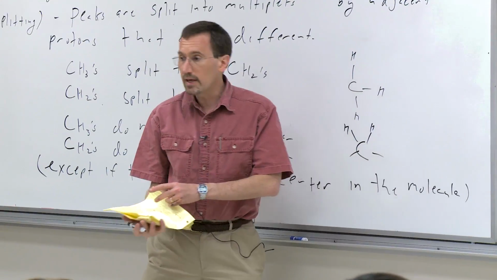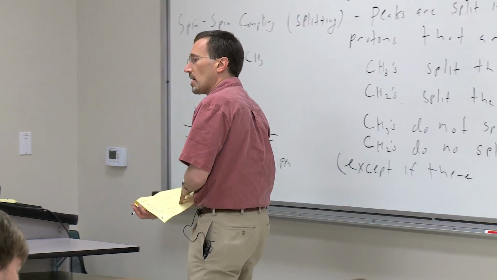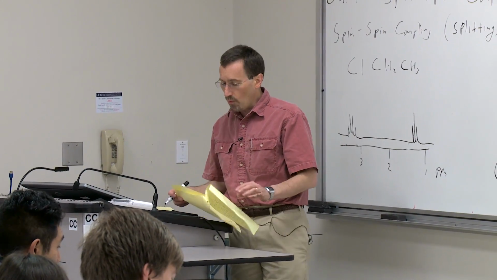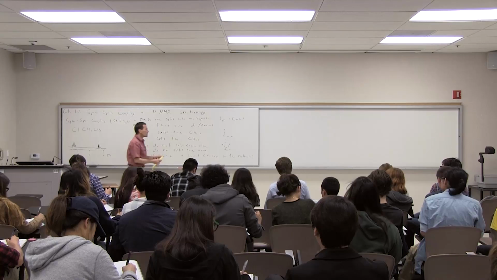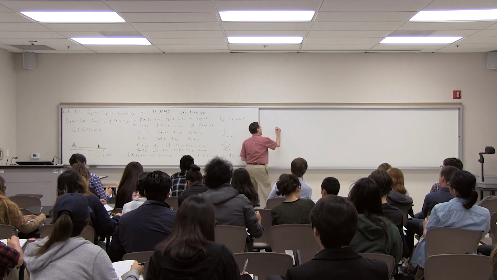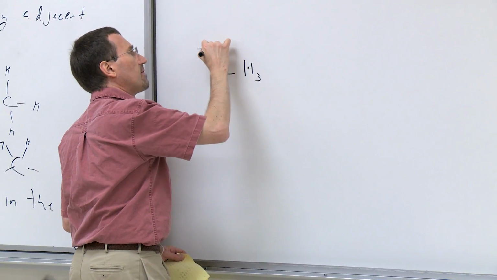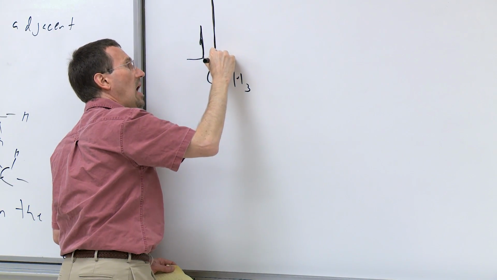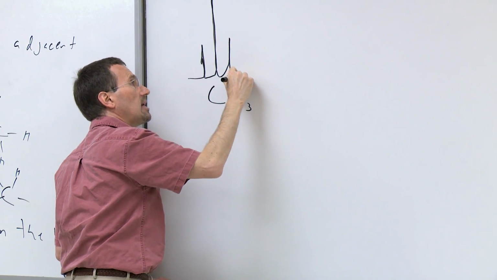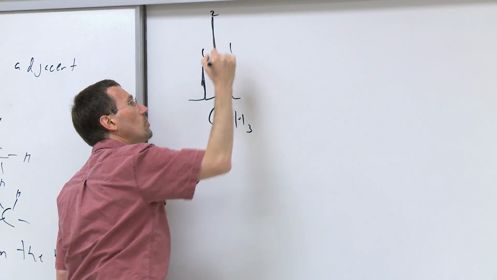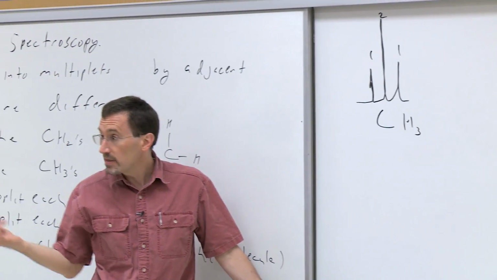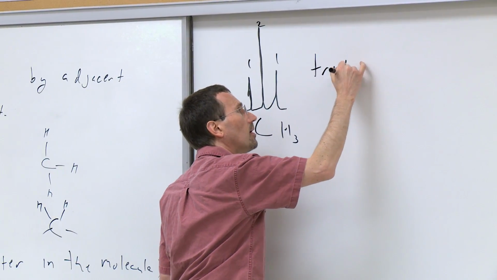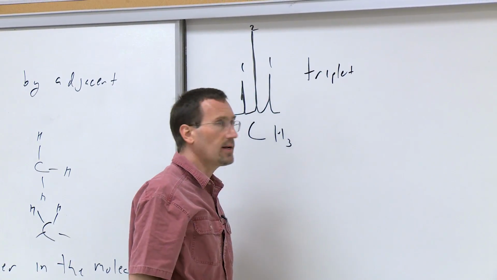All right, so continuing to look at our chloroethane case, I want to see why we get a triplet. So here's our CH3 group. Our CH3 group gives rise to a peak, and that peak consists of 3 lines in a 1 to 2 to 1 ratio of intensities. We call that peak a triplet.